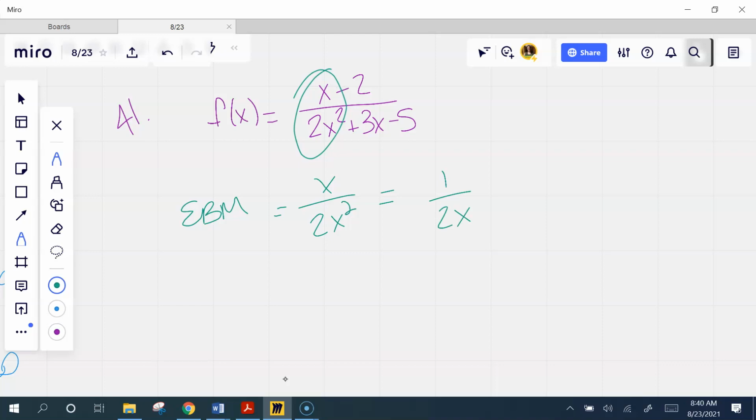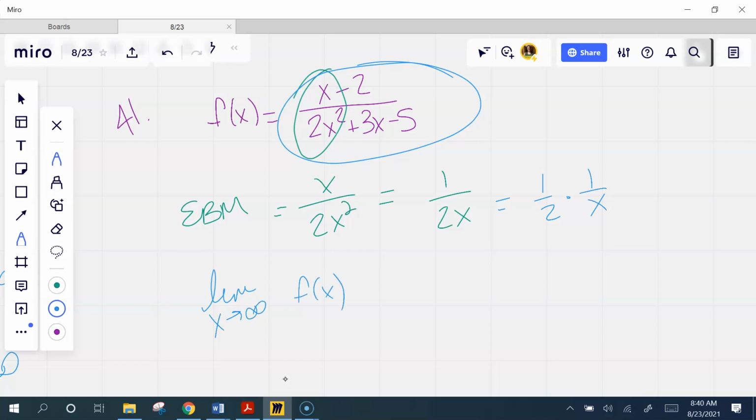If it's a rational function like that, yes. Now, if you were looking at this and I asked you to identify the horizontal asymptotes or what the end behavior is, you would look at the limit as x approaches infinity. As I get bigger and bigger, that goes to what? Zero.